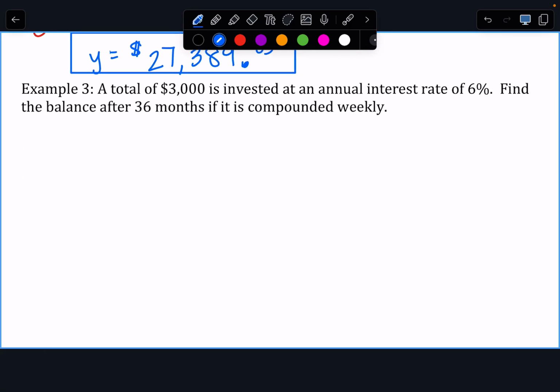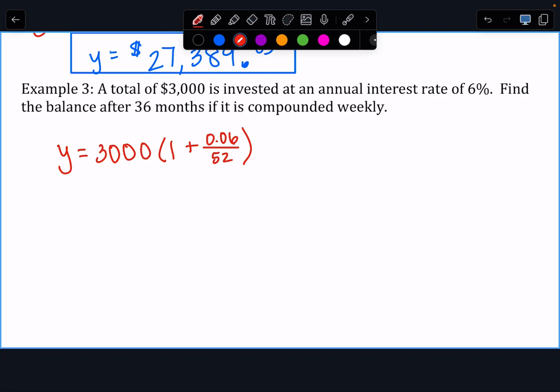Read through example 3. Does your answer seem reasonable that we went from 3,000 to 26,000? Trying to figure that out. All right. What is P? P is 3,000. What's our rate? 0.06. Compounded weekly, how much is that? 52.